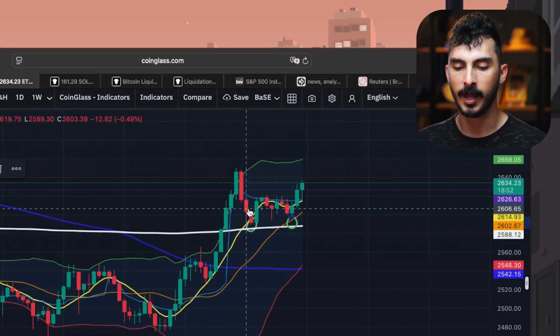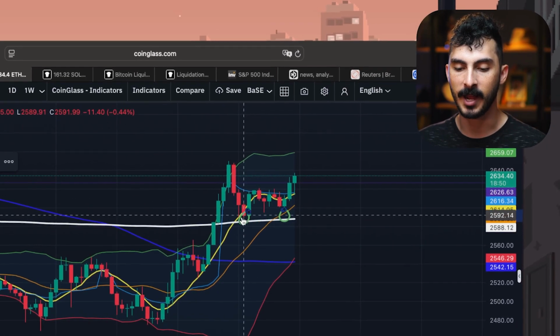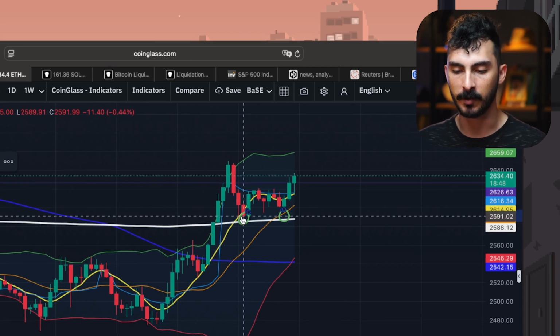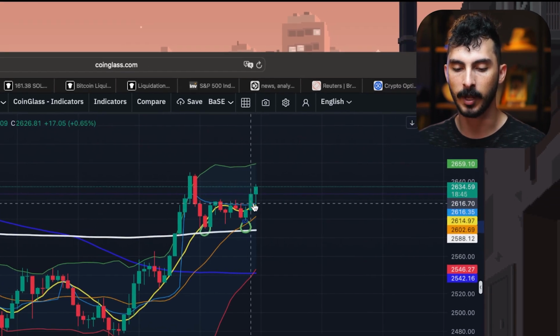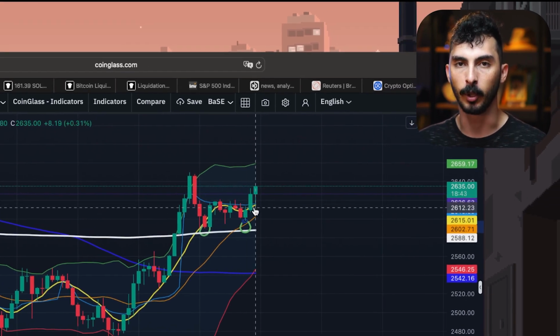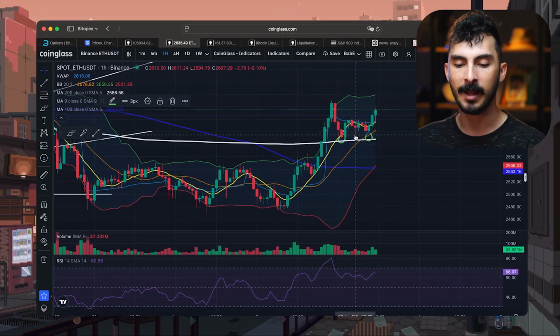Here is the 9, and then we tested here, which was the 9 and the 200 together. So very good. Again, we're above the VWAP and above the moving average. So bullish once again. So I have that bullish vision.